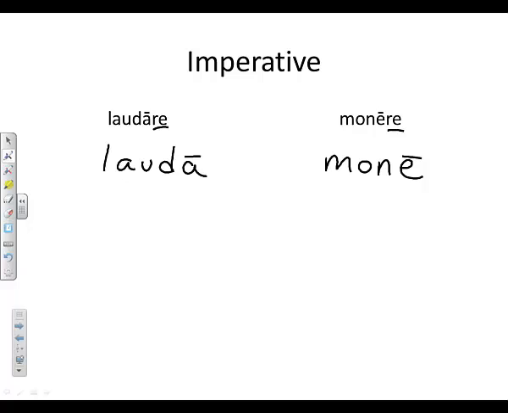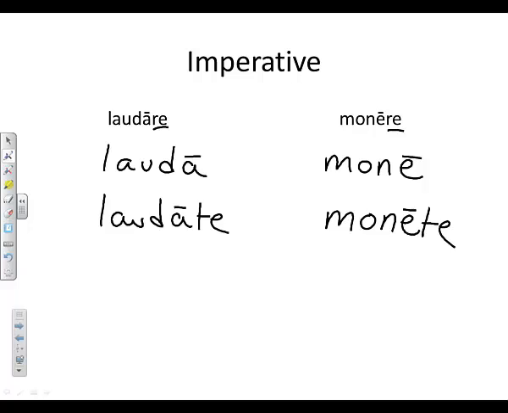It's pretty straightforward. You just knock off the endings. It's like English. To give a single person a command like praise, you just use the root of the verb. But if you want the plural, then you need a bit more. And here it is. Laudate. Y'all praise, or monete. Y'all advise.